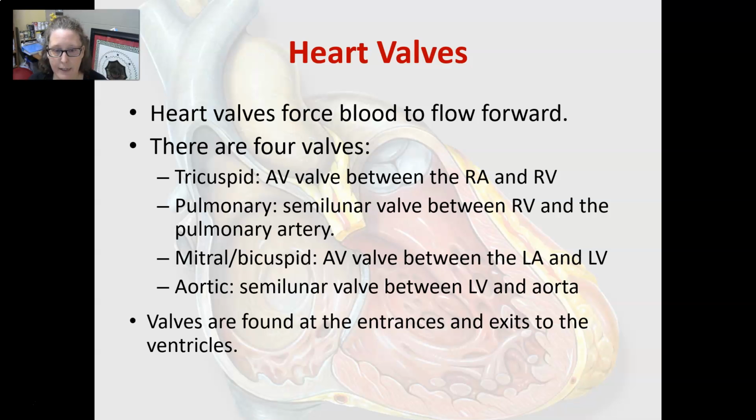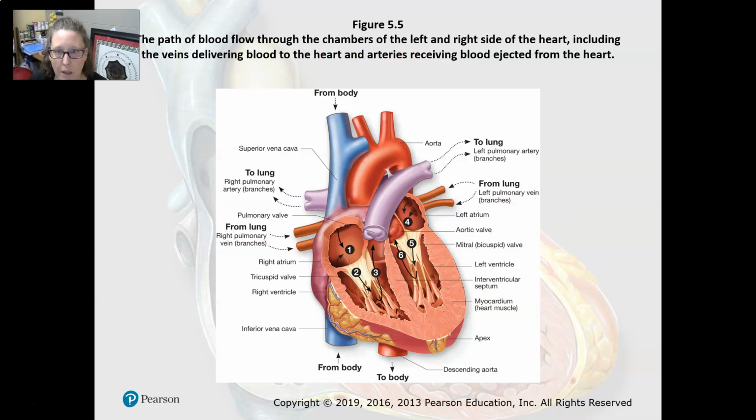when it contracts. Same thing on the left side, except the AV valve, atrioventricular valve, is called the mitral or bicuspid valve. It's between the left atrium and the left ventricle. And the aortic valve is a semilunar valve that is between the left ventricle and the aorta. And so, as I stated earlier, the valves are found at the entrances and exits of the ventricles.